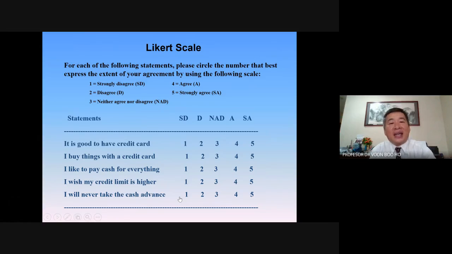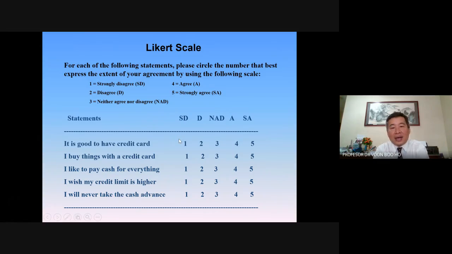And then the scaling technique is like a scale. Tell them to indicate the level of agreement with each and every one of the statements in the questionnaire. For instance, you can arrange them nicely like this: all the items on the left-hand side, and then on the right-hand side, you can have, let's say, a list of items here, 1, 2, 3, 4, 5.